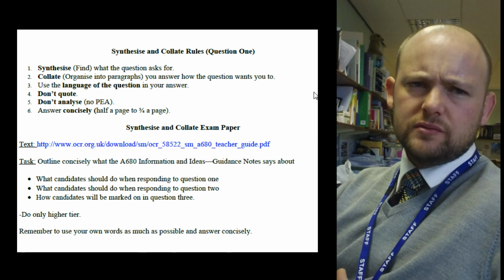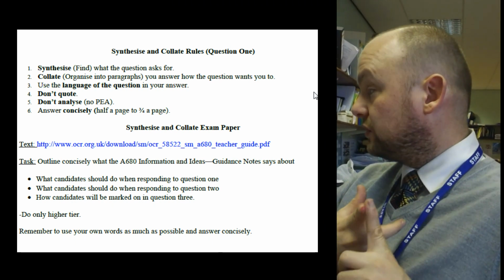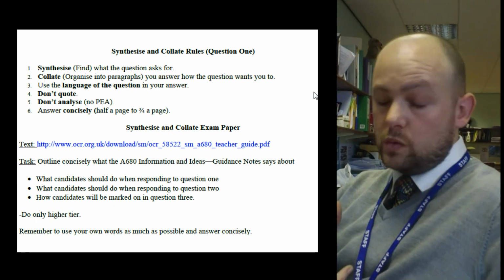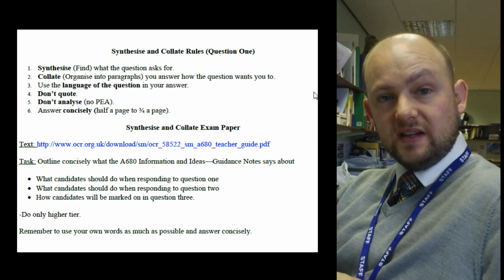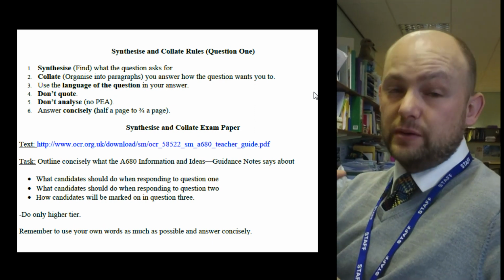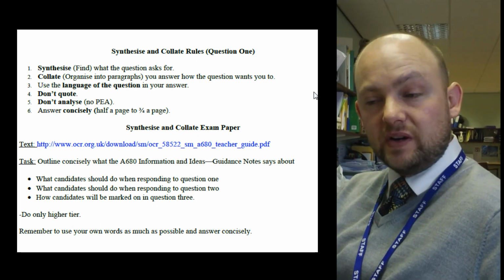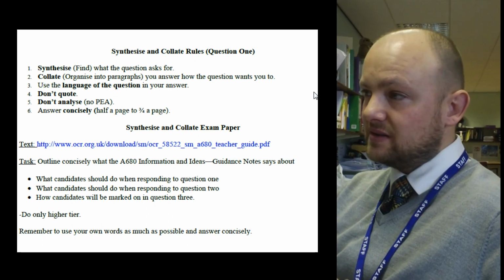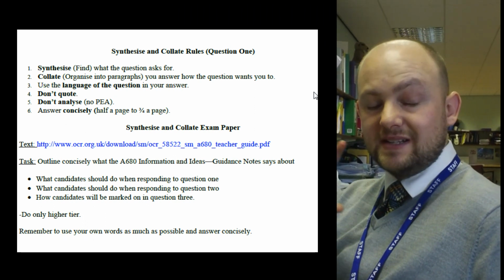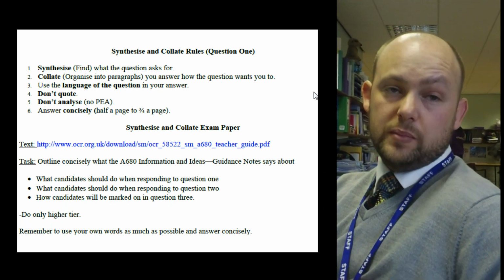And those are the 6 rules that you need to follow. If you follow the 6 rules, so synthesize what the question asks you for, collate how it wants you to, use the language of the question, don't quote, don't analyze, and be concise, you're going to do fine. Okay? And once again, I can't stress this enough, you need to be reading beforehand. You need to work on your fluency of reading. Make sure you're doing very close reading and very focused reading. This is not the task to be skimming. This is the task to be reading things over in depth and knowing what's taking place. Because that's where you're going to get the higher marks in this question.